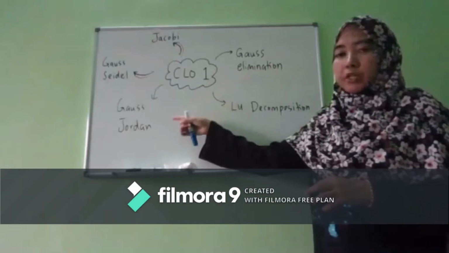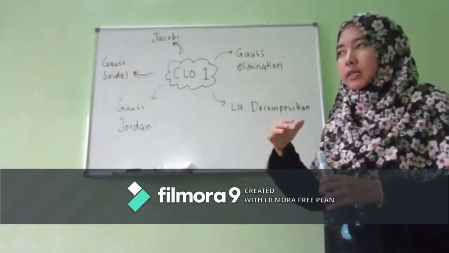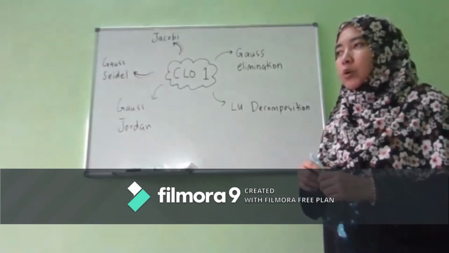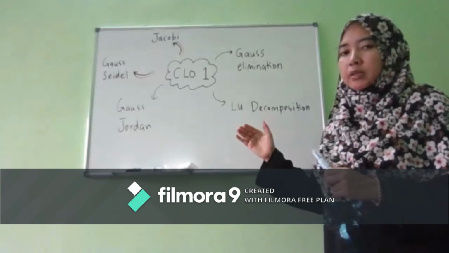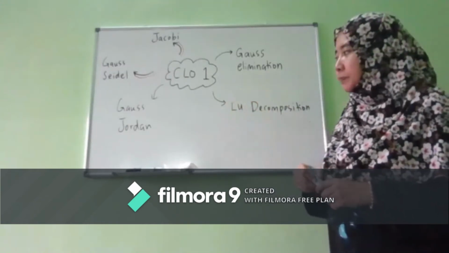After this Gauss elimination, we will also see the Gauss Jordan. In the Gauss Jordan method, there are EROs inside. Only, this Gauss Jordan is a continual process after Gauss elimination.